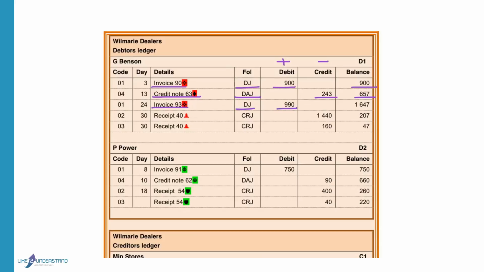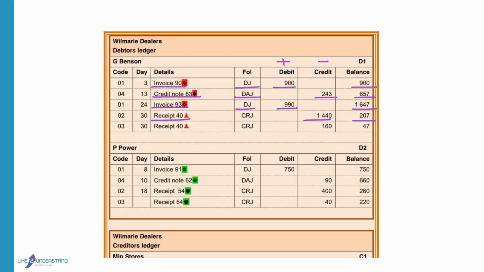We sold goods again, invoice 93, posting from the debtors journal, increase the account on the debit side. Outstanding balance is 657 plus 990, and that will give me 1647. When we issue a receipt, we reduce the account. This will be done on the credit side of the account, and we will subtract 1647 minus 1440 gives me an outstanding balance of 207.